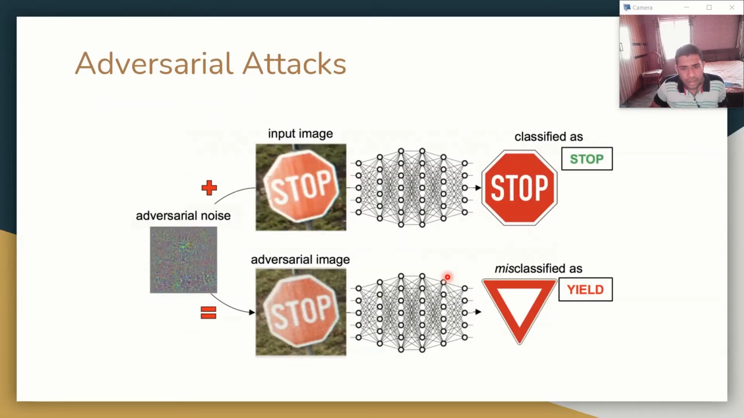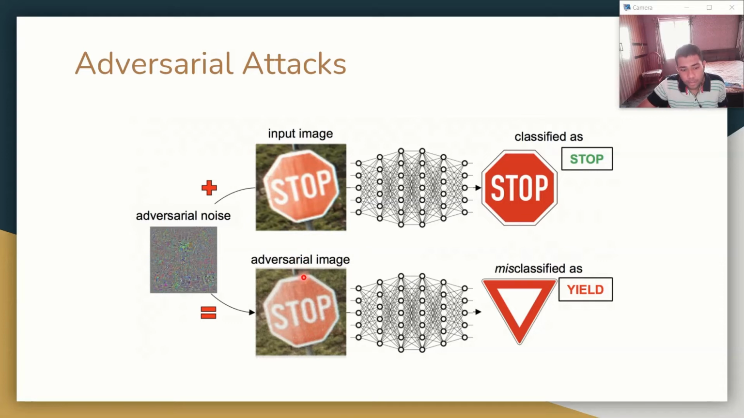So this is an elaboration of what was shown in the previous slide. We can add something called adversarial noise to the original input image to give an adversarial image. The point to note over here is that the adversarial image looks the same to a human being.